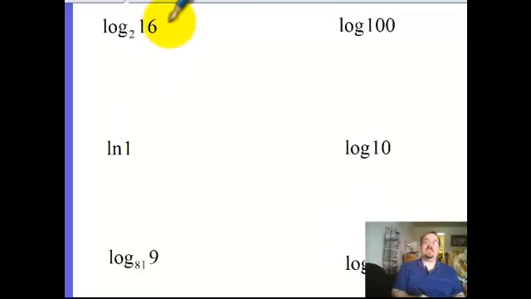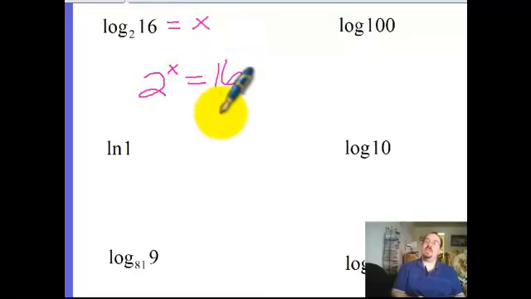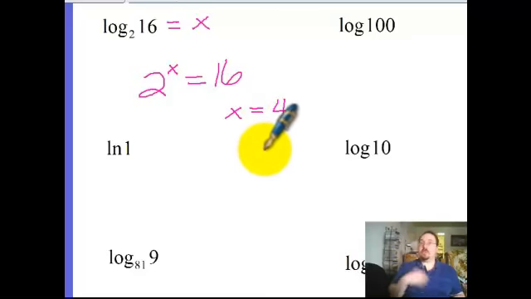Log base 2 of 16 equal to something. What's that going to be? Well, 2 is my base. x is what I need to raise it to. And 16 is my goal that I want after I find the exponent to raise it to. And what will that exponent be? So in other words, what is the value of log base 2 of 16? Well, I think it's 4, because 2 to the 4th, 2 times 2 times 2 times 2, is going to give you 16.